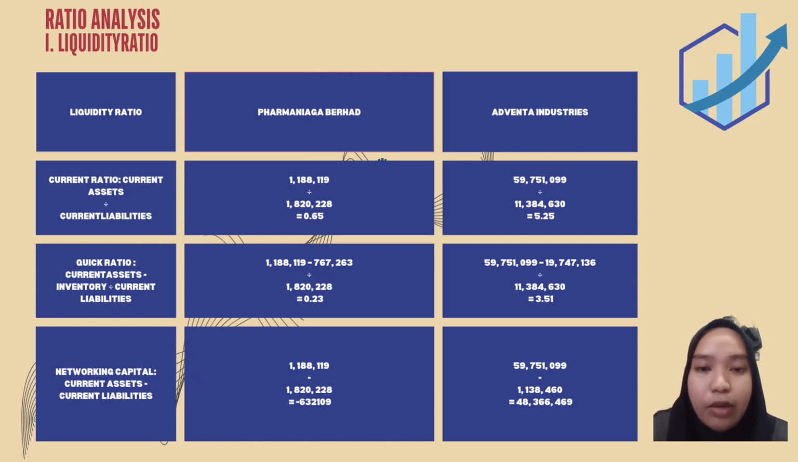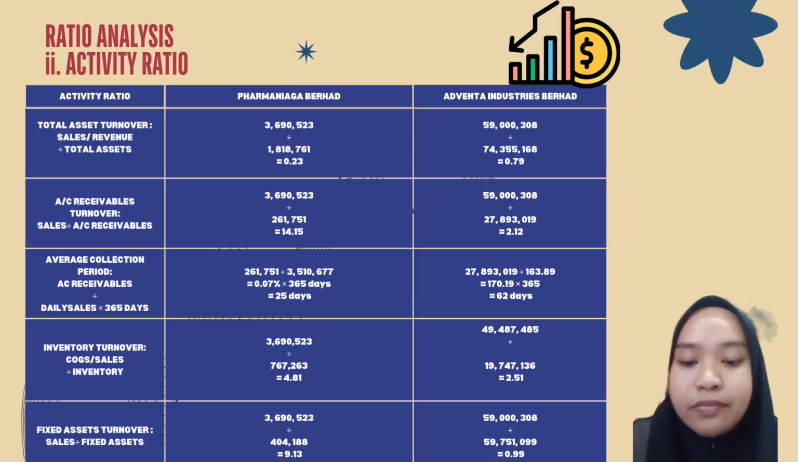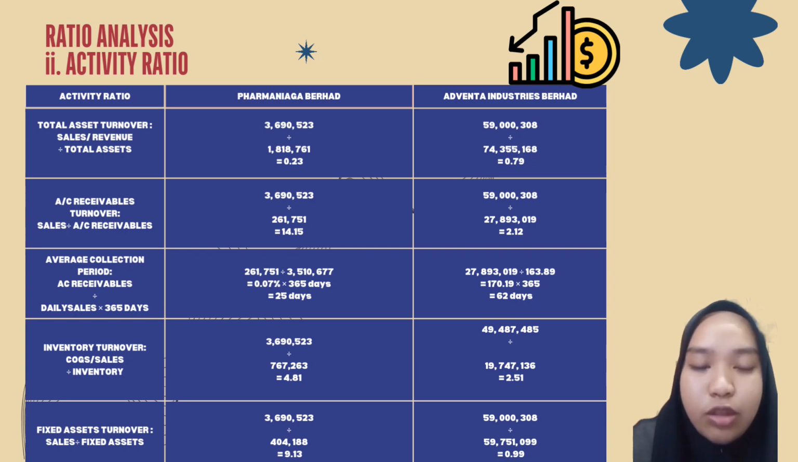Net working capital for Niaga Berhad was increased from negative 632,109 to 48,366,469 for Avanta Industries Berhad. Activity ratio, total asset turnover for Niaga Berhad was increased from 0.23 to 0.79 for Avanta Industries Berhad. Account receivable turnover for Niaga Berhad was decreased from 14.15 to 2.12 for Avanta Industries Berhad.